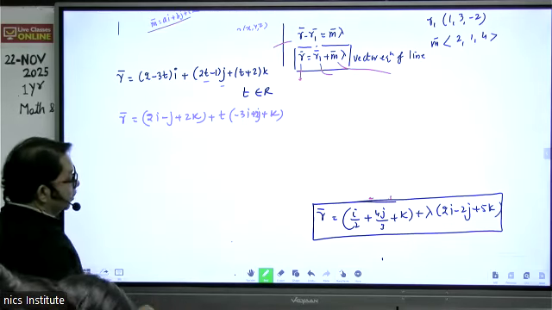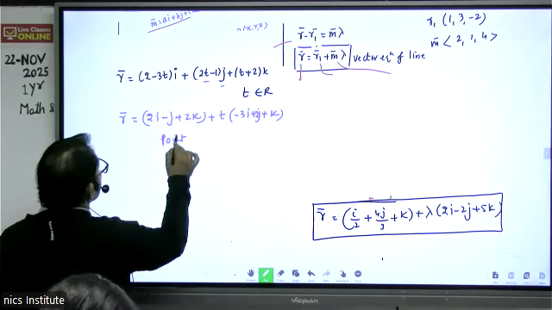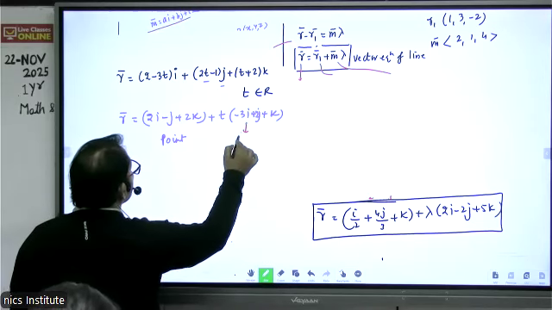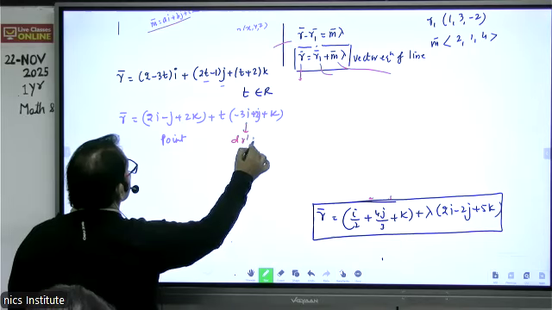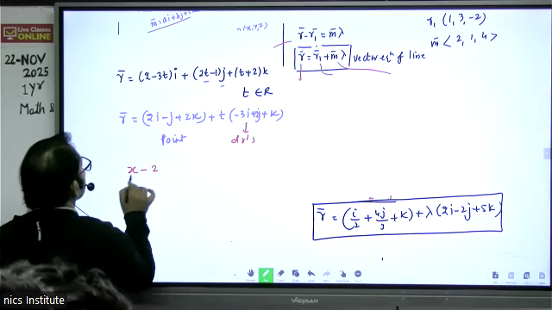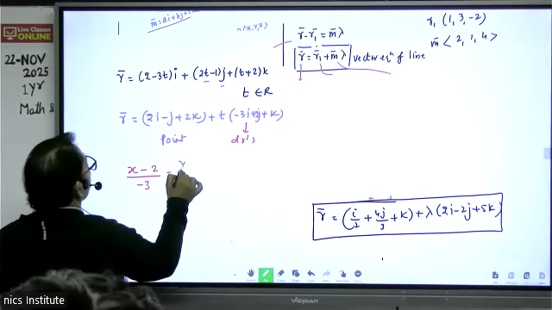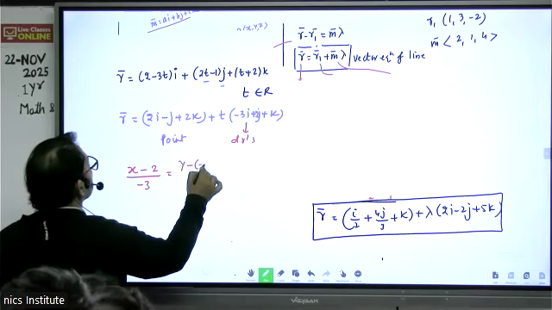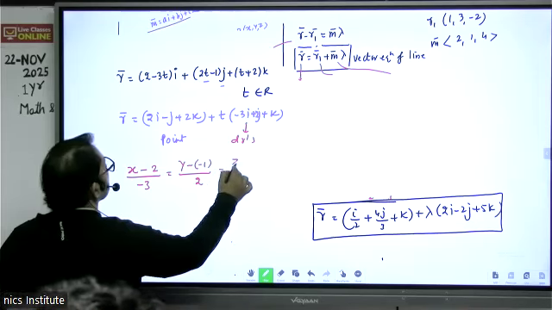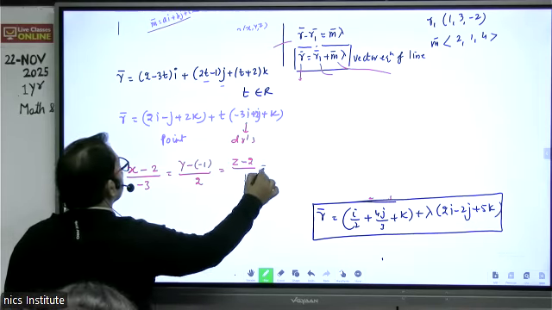And what about Cartesian form? This is a point. The term without a constant is the point, and the term with a constant is the DRs. So what will be the Cartesian equation? (x minus x1) by a, (y minus y1) by b, (z minus z1) by c equal to, say, t.